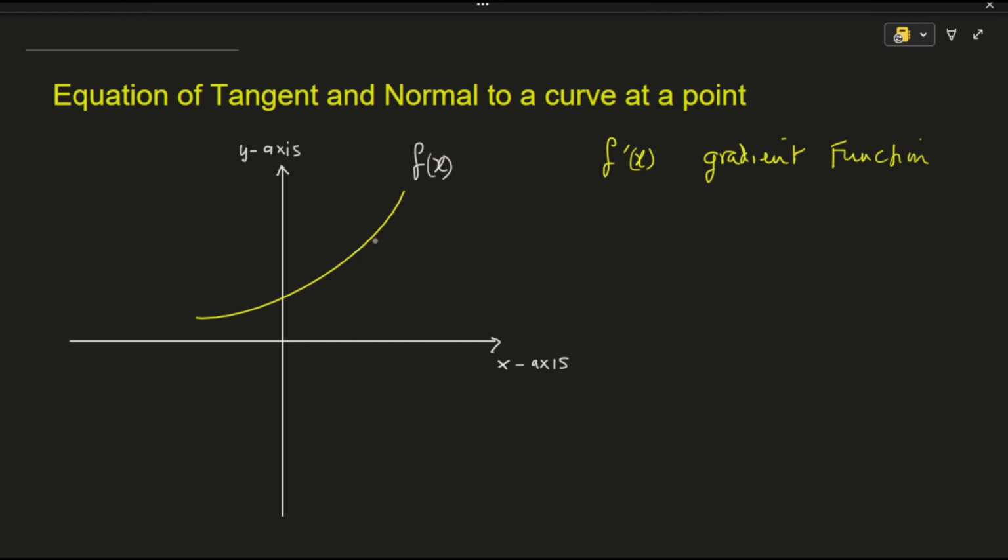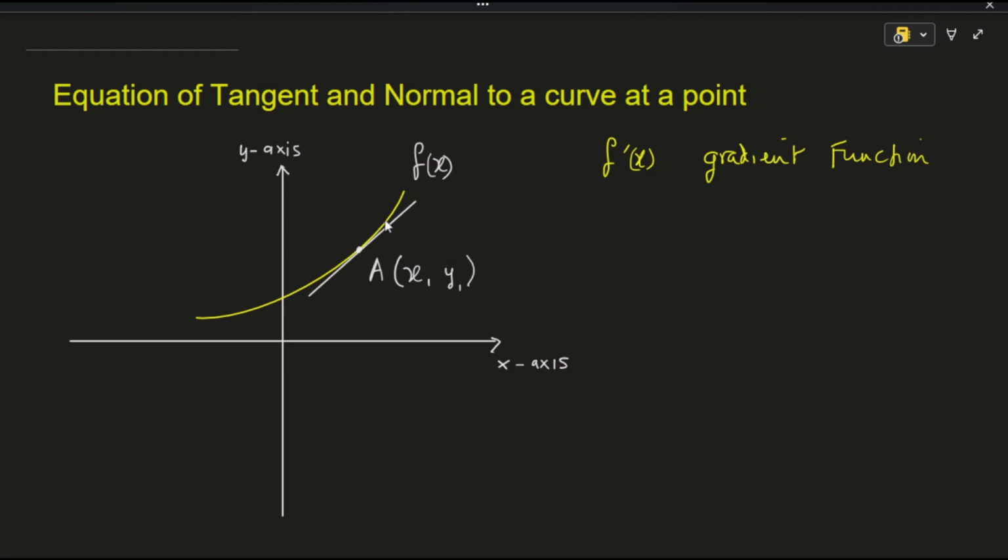Now, if we are to consider any point of interest, say the point A, with coordinates x subscript 1 and y subscript 1, then the line that touches the curve at the point A, as shown in the diagram, is known as the tangent to the curve at the point A, whose gradient will be the same as the gradient of the curve at the point of interest A. So with this information, we can determine the equation of the tangent to the curve at a particular point.